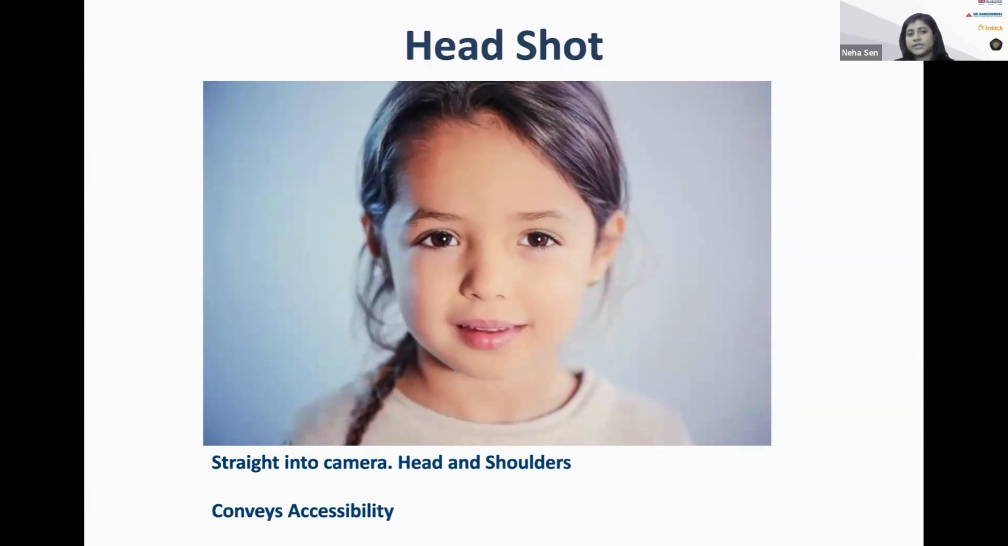This is the lot when it comes to shots and compositions. If there are any questions, feel free to ask them before I move on to the consent and consideration.